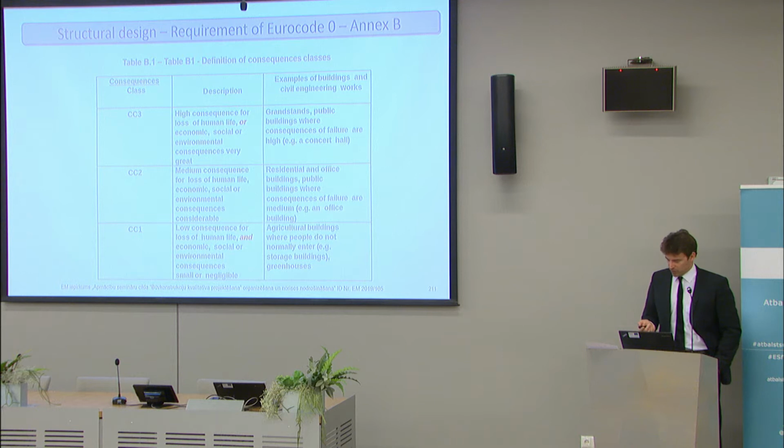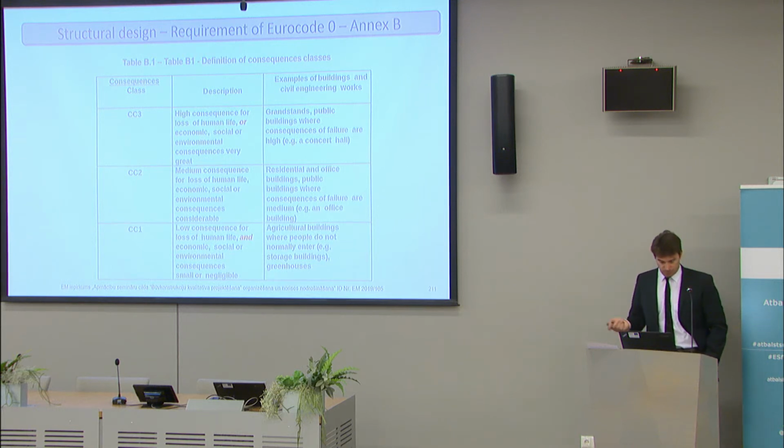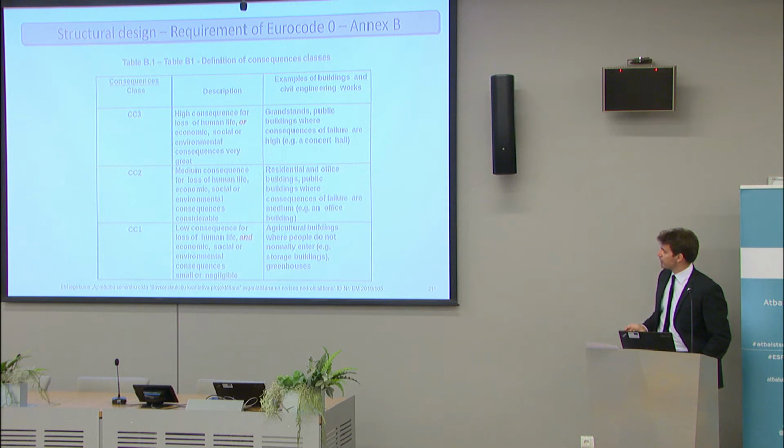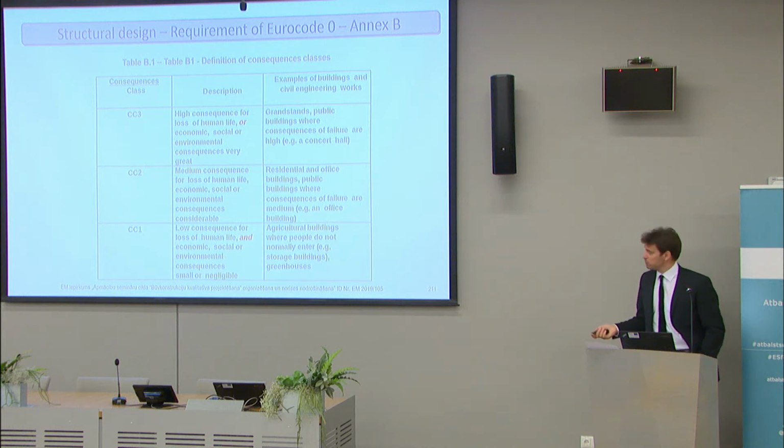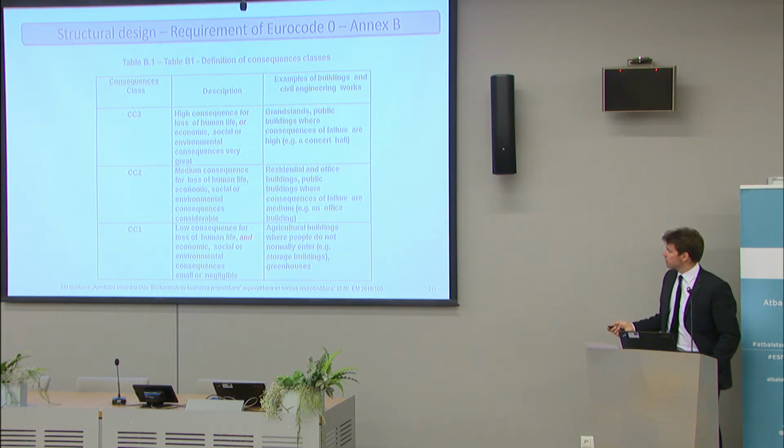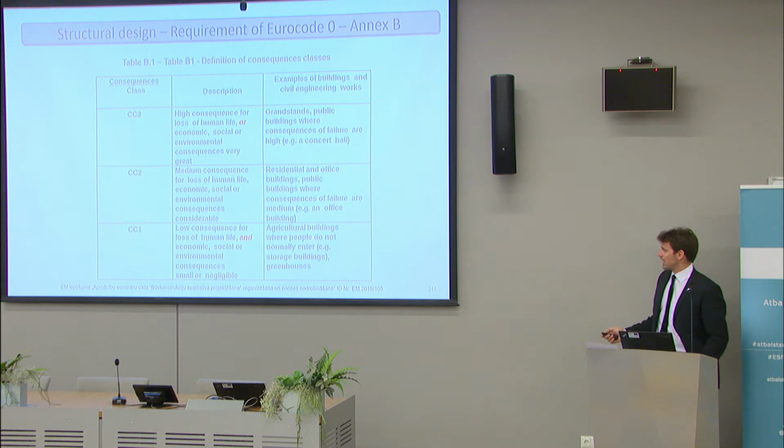Of course, for big projects these must be decided by the designer in accordance with the client. So for CC2, we have a medium consequence of loss of human life, so economic, social, or environmental consequences considerable. Residential and office buildings, for example, public buildings where consequences of failure are medium. For example, an office building, well, not really medium, whatever. Or low consequence for loss of human life and the economic, social, and environmental consequences. For example, agricultural buildings where people do not normally enter.